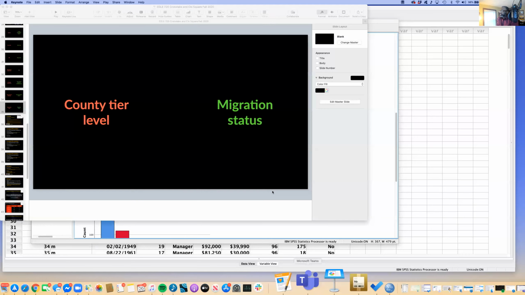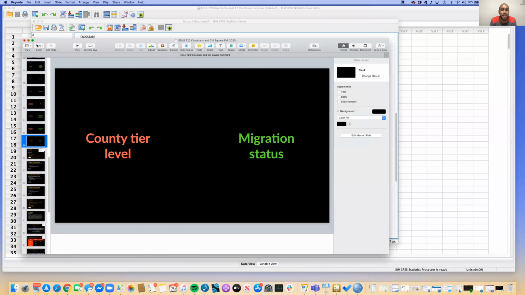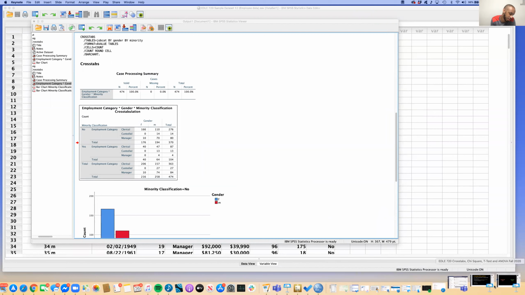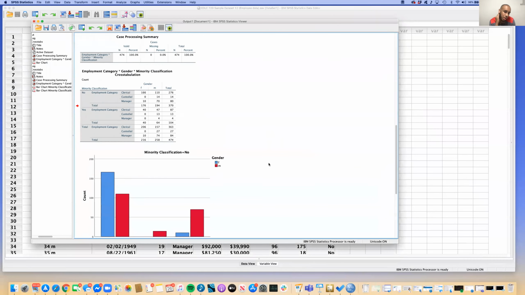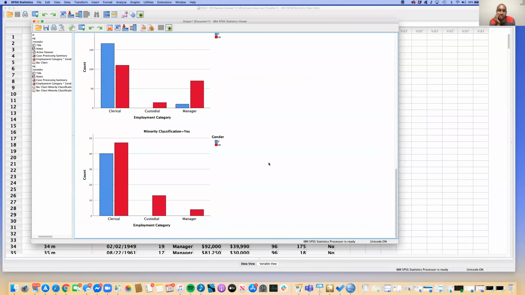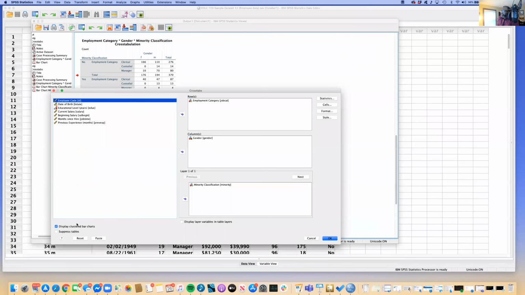Any questions? I do have a question, but it's because I missed the first part of that. I have the table, but I don't have the chart below. So I'm just guessing I missed something to click. Yeah, no worries. When you go back up here to analyze, descriptive statistics, crosstabs, you see this display clustered bar charts right here? Thank you, sir. Yes, sir.